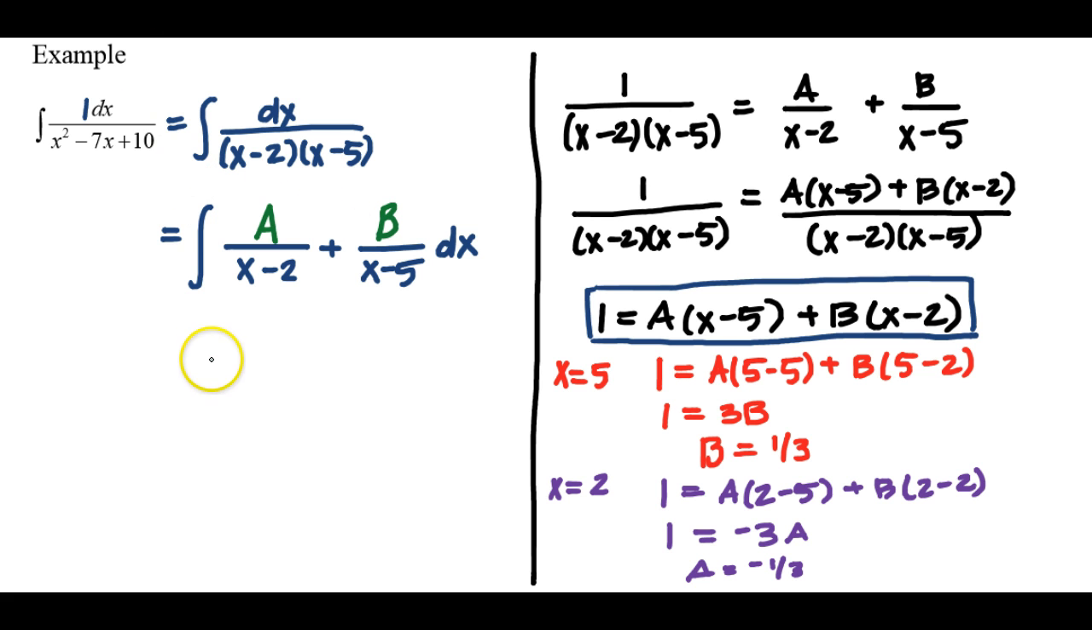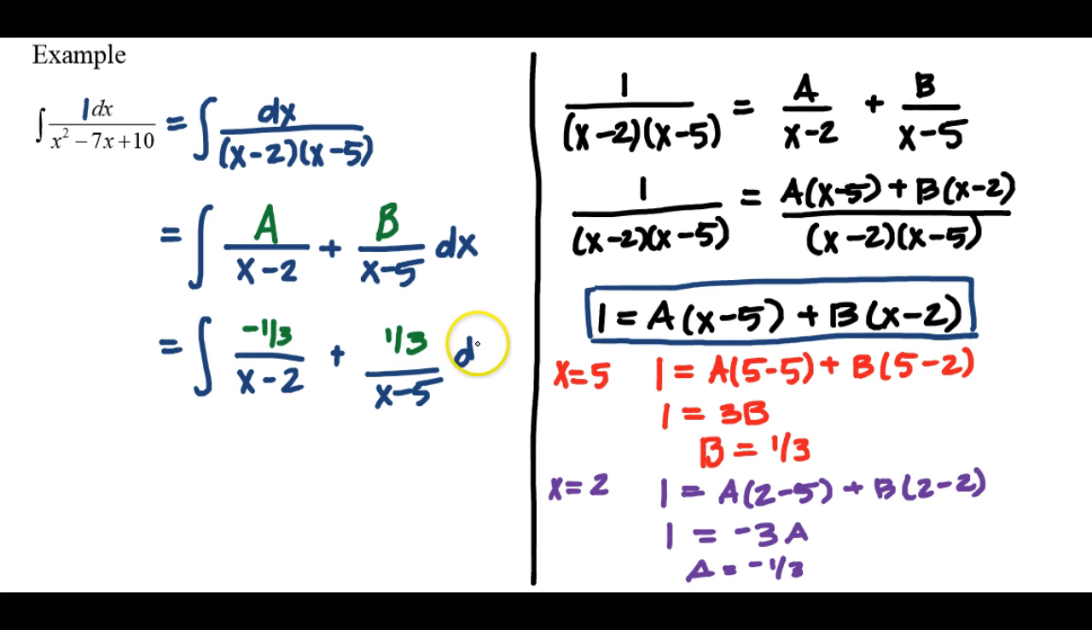So what I'm about to have is the integral of, and I have to make sure that the a value corresponded to the x minus 2. So negative 1/3 does have to go above x minus 2. And then plus, above x minus 5 has to go my positive 1/3.